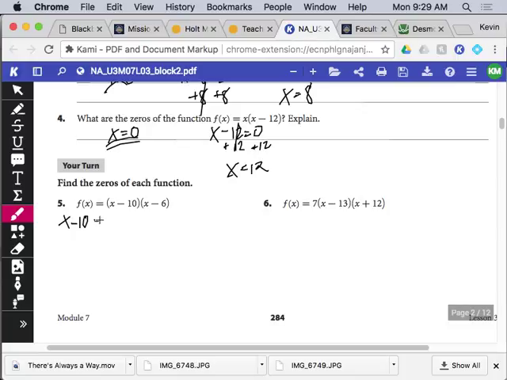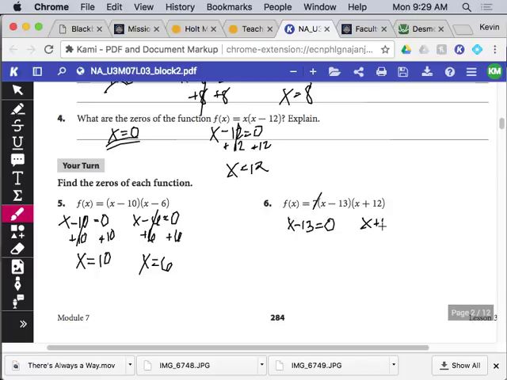x minus 10 equals 0, and x minus 6 equals 0. Add 10 to both sides: x equals 10. Add 6 to both sides: x equals 6. Here, obviously, I'm not concerned about that 7. x minus 13 equals 0. x plus 12 equals 0. Add 13 to both sides: x equals 13. And subtract 12 from both sides: x equals negative 12.